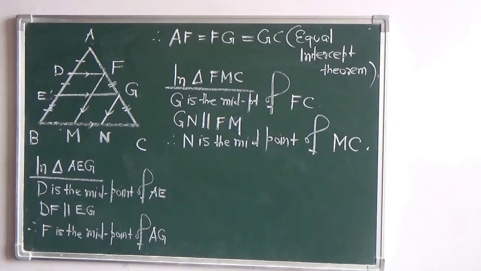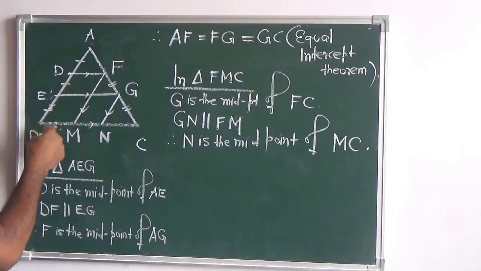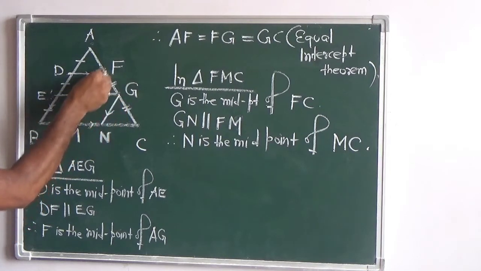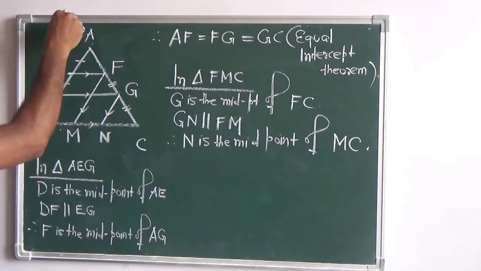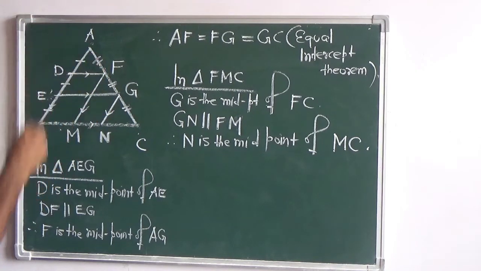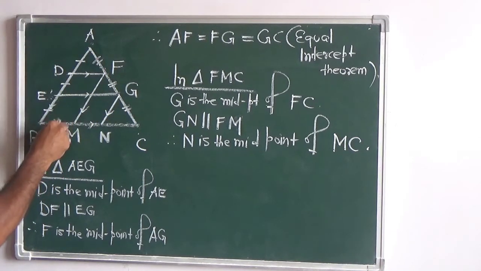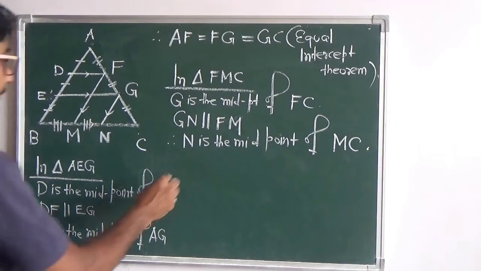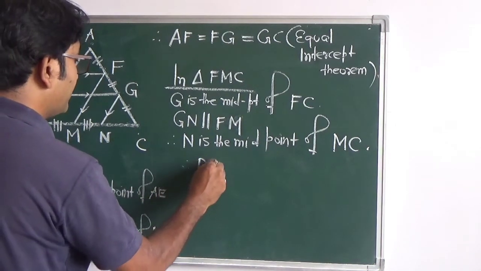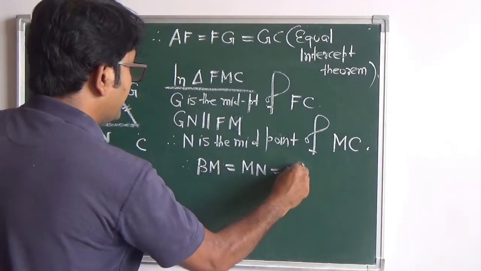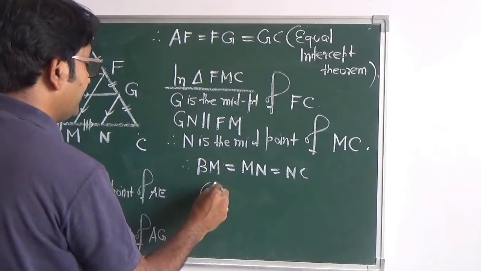Now you can see these three are parallel lines, and we know that this is a transversal. Consider these parallel lines GN, FM and AB. So this is the transversal, and we have AF equals FG. So similarly, we can say that BM equals MN by the equal intercept theorem. So therefore, BM equals MN equals NC by the equal intercept theorem.